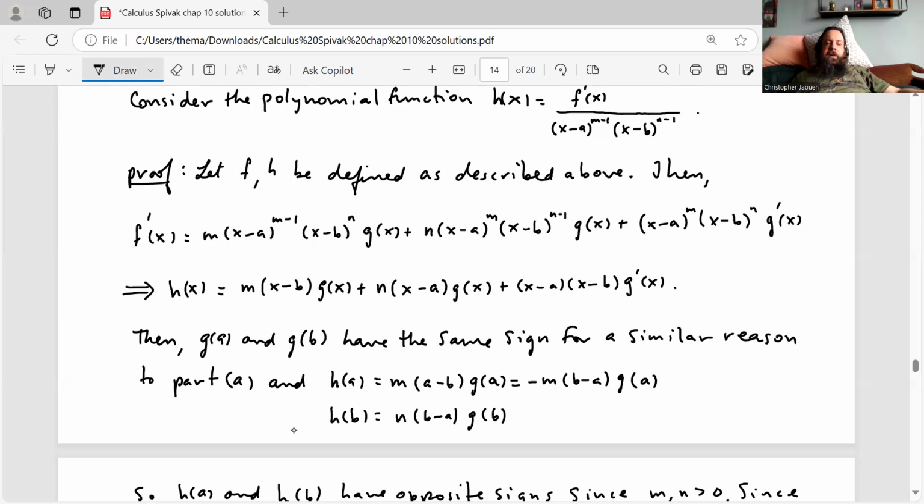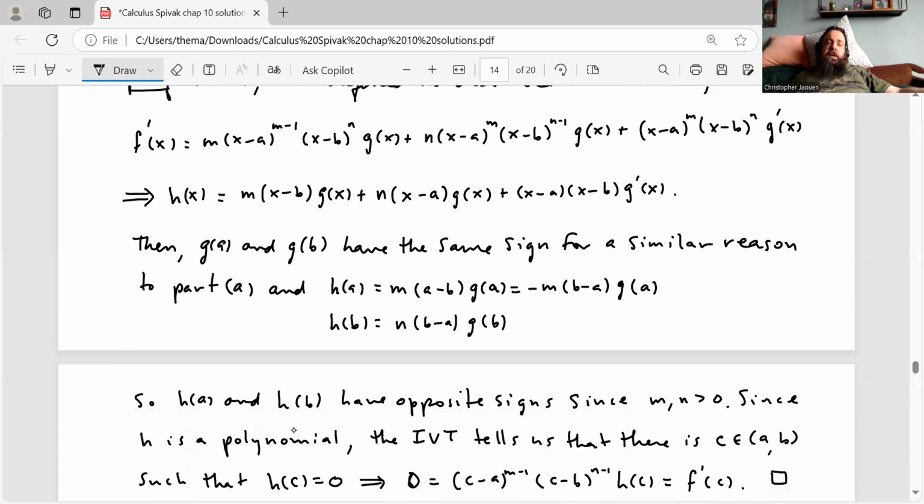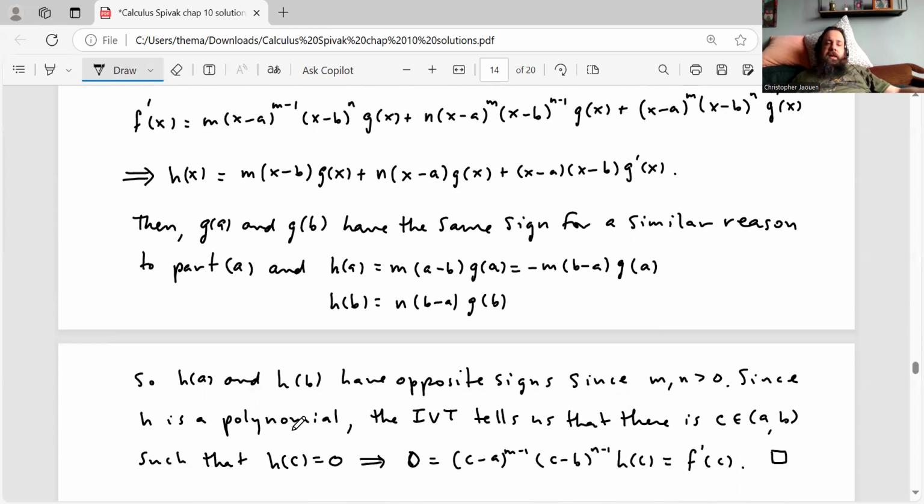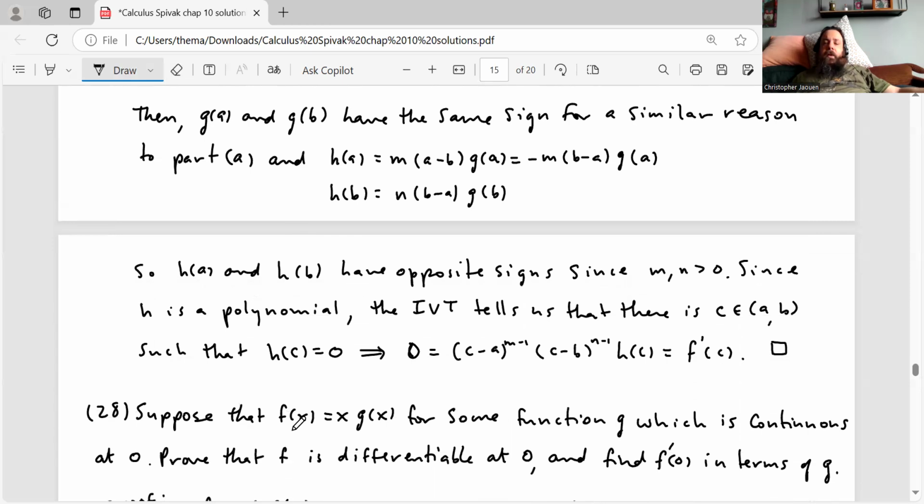Then g of a and g of b have the same sign for a similar reason to part A, and h of a is m times a minus b times g of a, or in other words, that's equal to negative m times b minus a times g of a, and h of b is n times b minus a times g of b. All right, so h of a and h of b have opposite signs since m, n are positive, right? They're powers of polynomial.